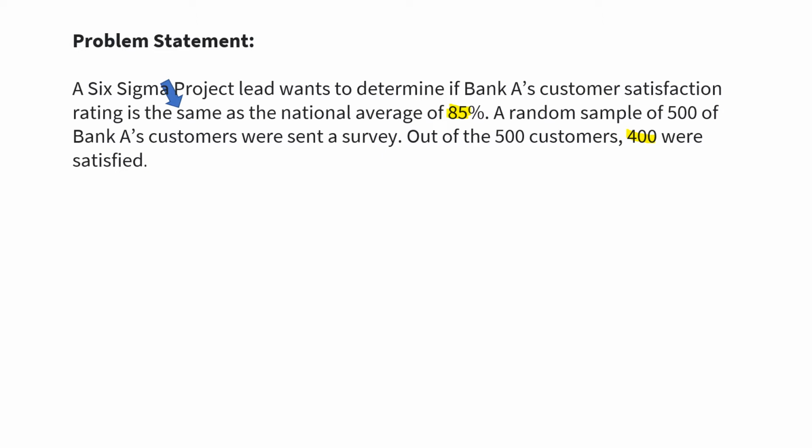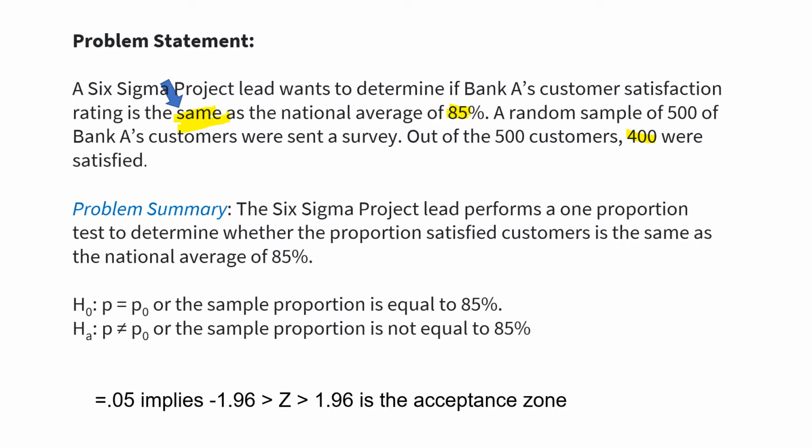So here we have a pointer which is telling me to highlight the point: same. Okay. So problem summary. The Six Sigma project lead performs a one proportion test. Why a one proportion test? Because there is only one sample which has been tested out of the bank's total population, which is why it is a one sample test. And we are required to check whether the proportion of satisfied customers is the same as the national average of 85%.